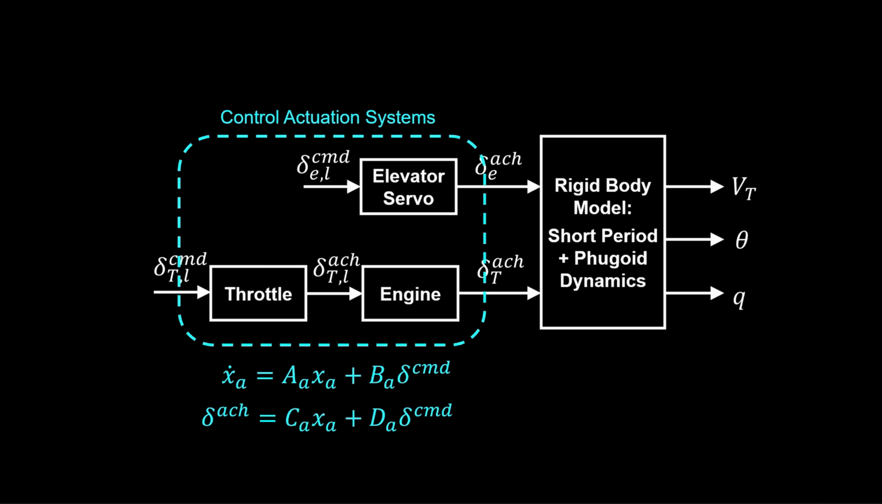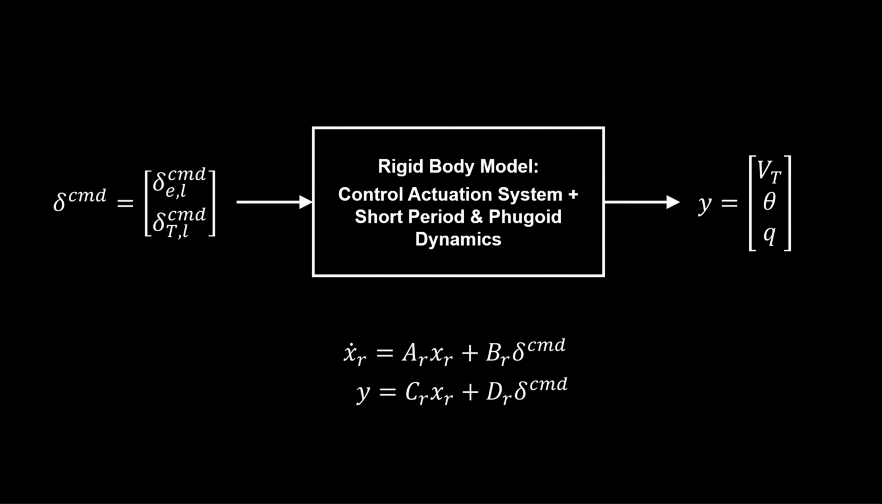The control actuation systems can be grouped as a single process and then connected in series with the rigid body state space model. So we get a single LTI model comprised of the CAS, control actuation system, and the rigid body dynamics. It receives elevator and throttle commands from the controller and produces the aircraft state response with selected output, airspeed, pitch angle, and pitch rate. We now have the plant and the controller. We're ready to close the loop.